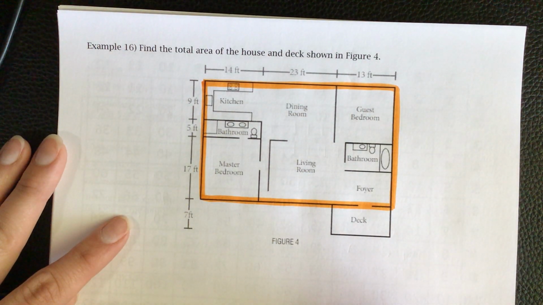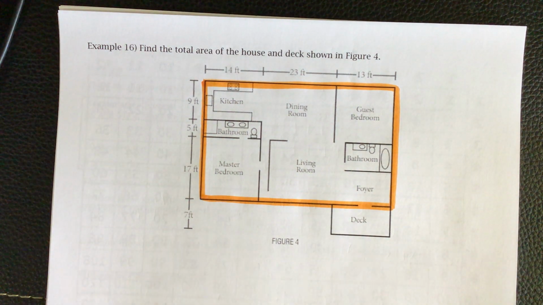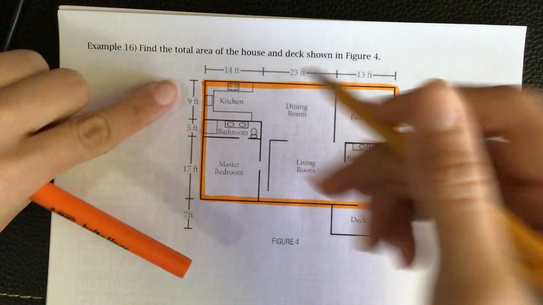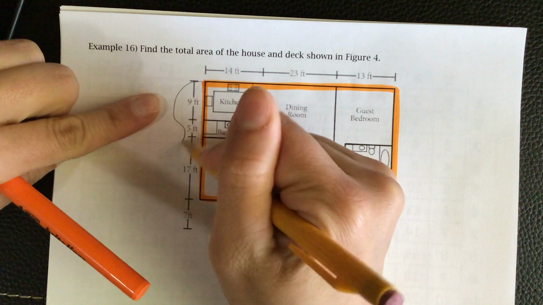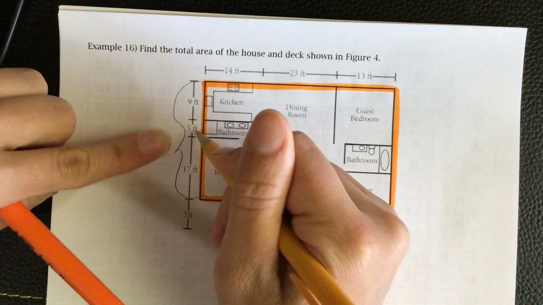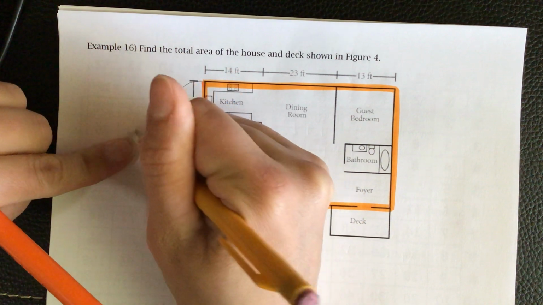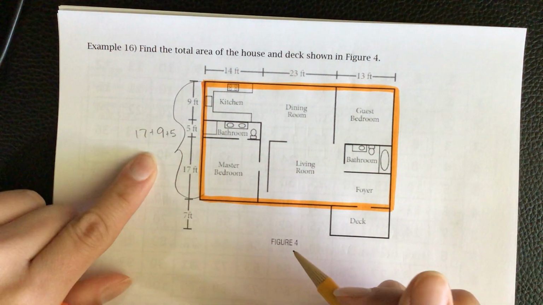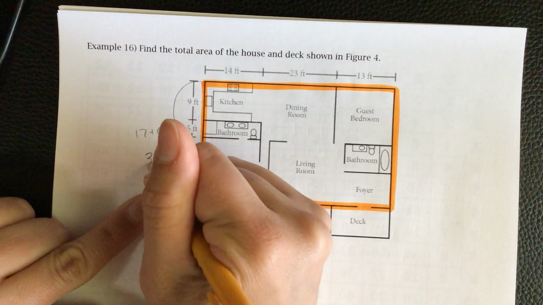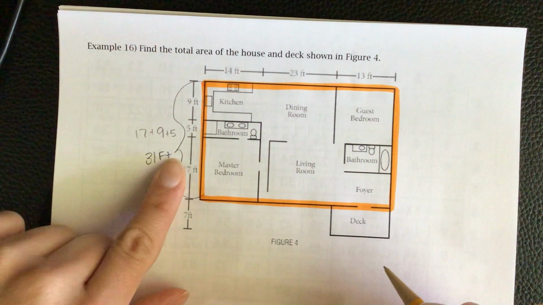And to figure out what that one is, we need to figure out what each side is. So we could see that the side here is 9 plus 5 plus 17. And when we add those 3 together, we're going to get 31 feet. So that's the width.